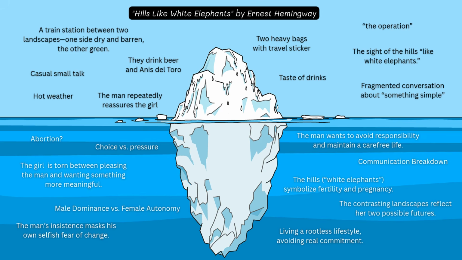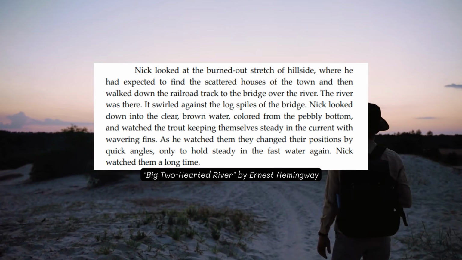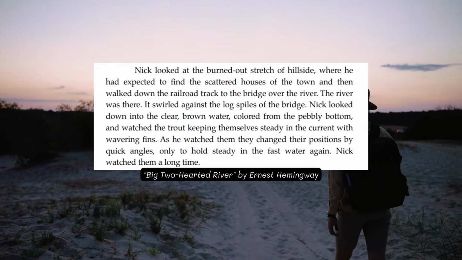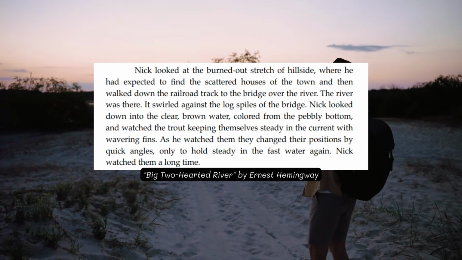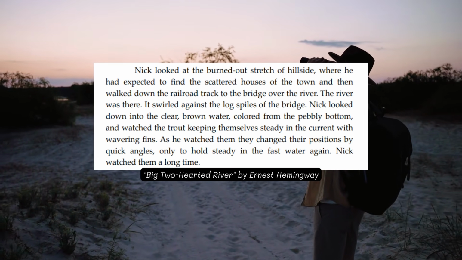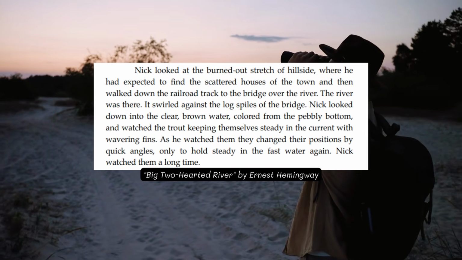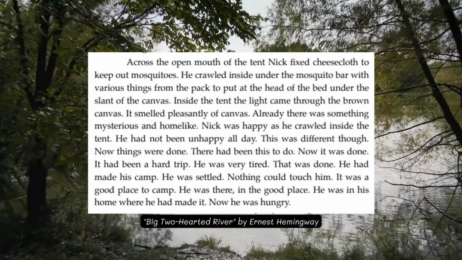Example 2. Big Two-Hearted River. Hemingway's Big Two-Hearted River follows Nick Adams as he returns from World War I and goes on a fishing trip in the Michigan wilderness. On the surface, the story seems simple. Nick hikes through burned-over country, sets up camp, cooks a meal, and fishes in a clear river. He focuses on ordinary tasks like pitching his tent and boiling coffee, describing them in great detail.